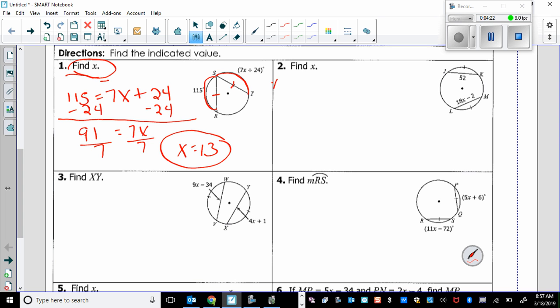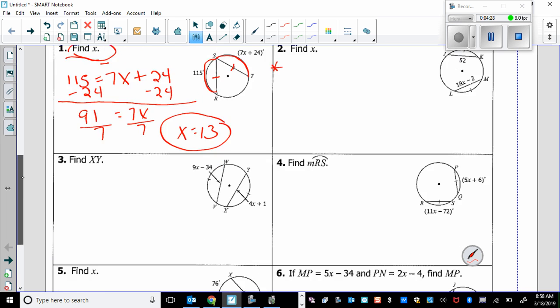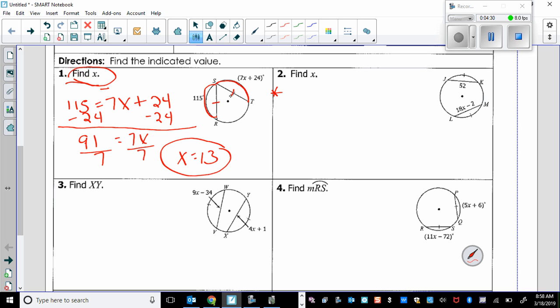So I need you to do the same thing with number 2 and see if you can figure it out. All right, number 3. Here they showed me that the chords are congruent.